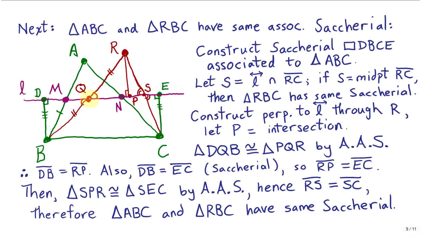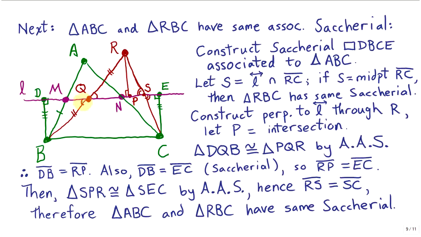Now, we already know this midpoint Q lies on the line L. If S is in fact the midpoint of RC, then constructing the secarial to RBC, that would give us the same line L, and it would follow that RBC has the same secarial. Because if Q and S are both midpoints and we have the same line L, we're constructing perpendiculars from the same base points B and C. So to show that S is in fact the midpoint, first let's drop a perpendicular from R to the line L. We'll call that point of intersection P.